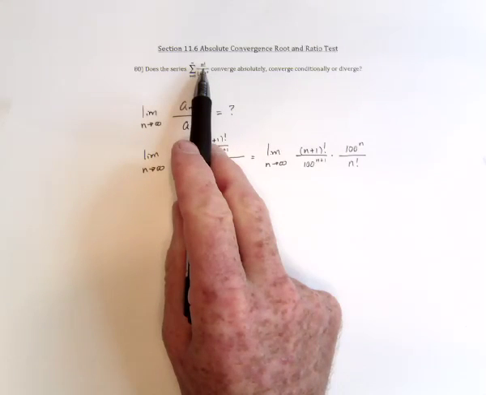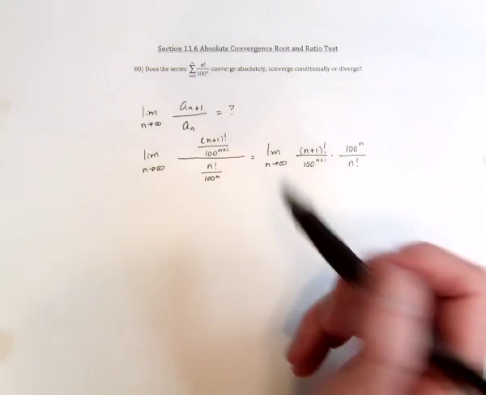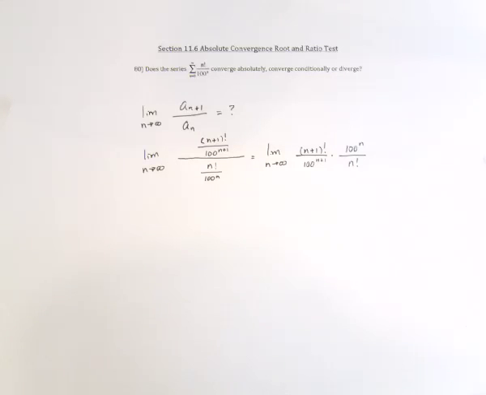Series that have factorial, usually you'll end up using the ratio test. Sometimes a comparison test, but you can't integrate n factorial, so you're going to have to use something else. Ratio test usually works out pretty well.